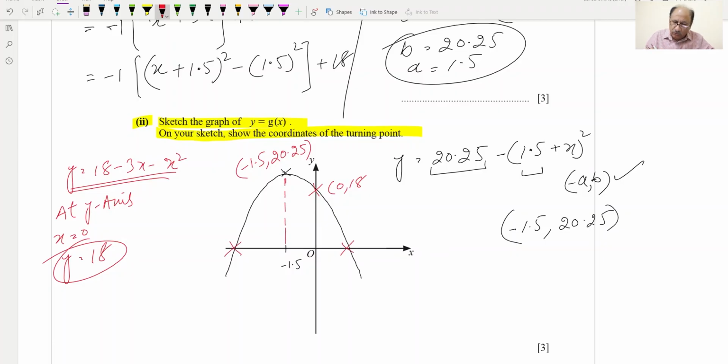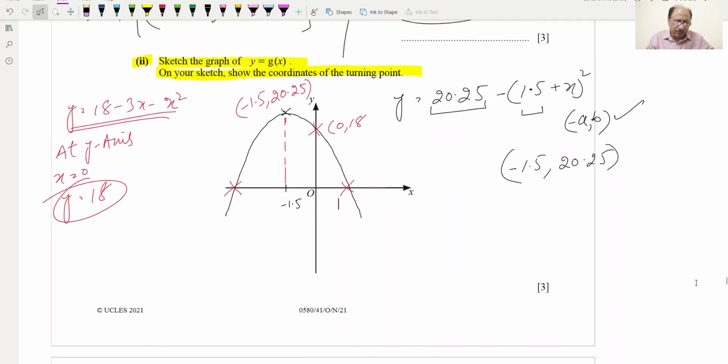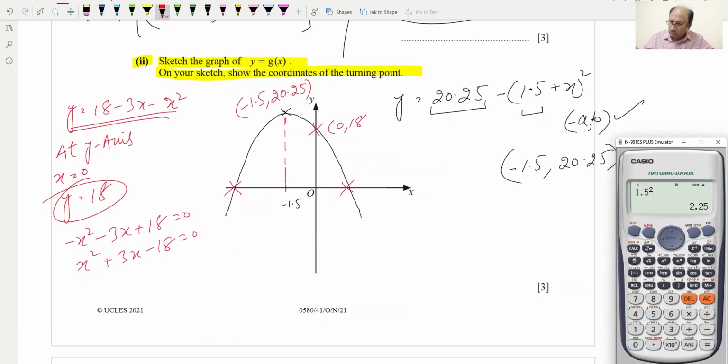And these two points which are x-intercepts are required, and that one we can solve: minus x squared minus 3x plus 18 is equal to 0. So we can write x squared plus 3x minus 18 is equal to 0, and if we solve it by factorization, x squared coefficient is 1, coefficient of x is 3, and minus 18 is the constant value, we'll get 3 and minus 6.